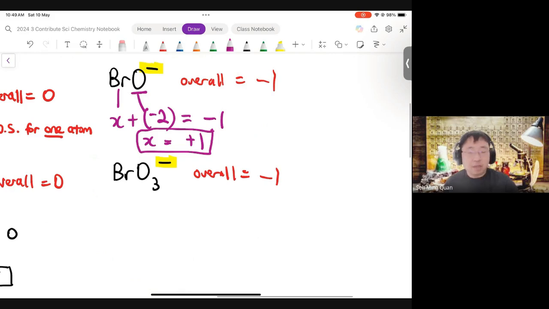Okay, finally, can I get you to work out for BrO3 minus? May I know what is the oxidation state of bromine in BrO3 minus? Okay, let's work it out and let's take about 1 minute to do that. Once you're done, the Q&A function is there. You can use the Q&A function on Google Meet to type in your answer for this particular question. Okay, so let's start now.